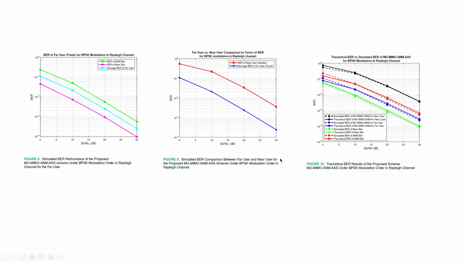And in figure 10, you can see the simulation results versus the theoretical calculation results. As you can see, the dashes and the straight lines are on top of each other. The dashed lines represent the simulated results, and the straight lines represent the theoretical calculations. So they are on top of each other, which means our calculations and simulations are legit, and they can actually be applicable to future wireless systems.